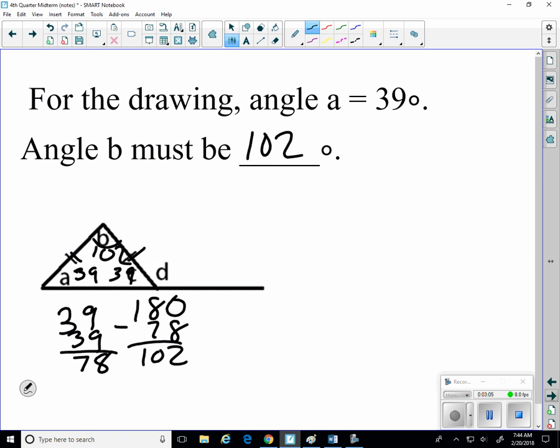And then if they were to ask for D, D would be 180 minus the 39, that would be 141 degrees. But in this case, they're just asking for angle B.